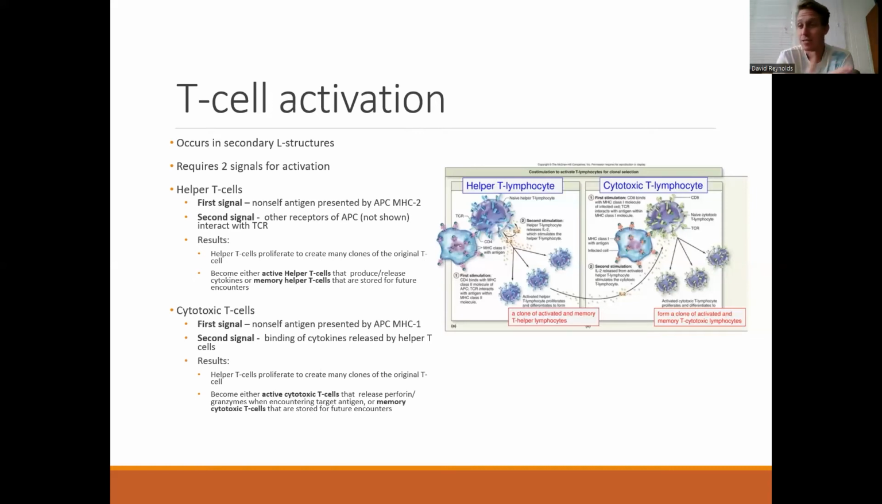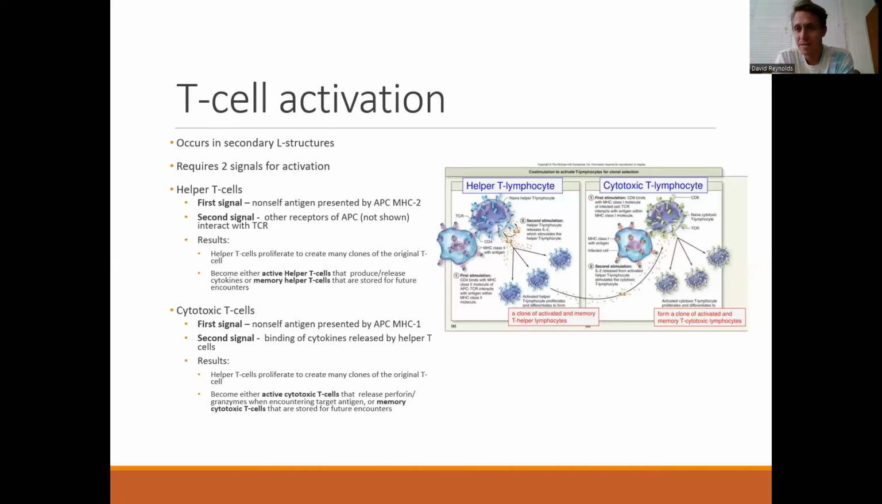Cytotoxic T cells, the one that actually does the killing, is very similar. So signal one is, again, being presented that very specific antigen that it can bind to. It's a non-self antigen that is very specific to its TCR. But here, we're not looking for a TCR on an MHC2 complex. We're looking for an antigen that is on an MHC1 complex. So any cell can give the first signal to this activation. It doesn't take more than that to actually activate this T cell.